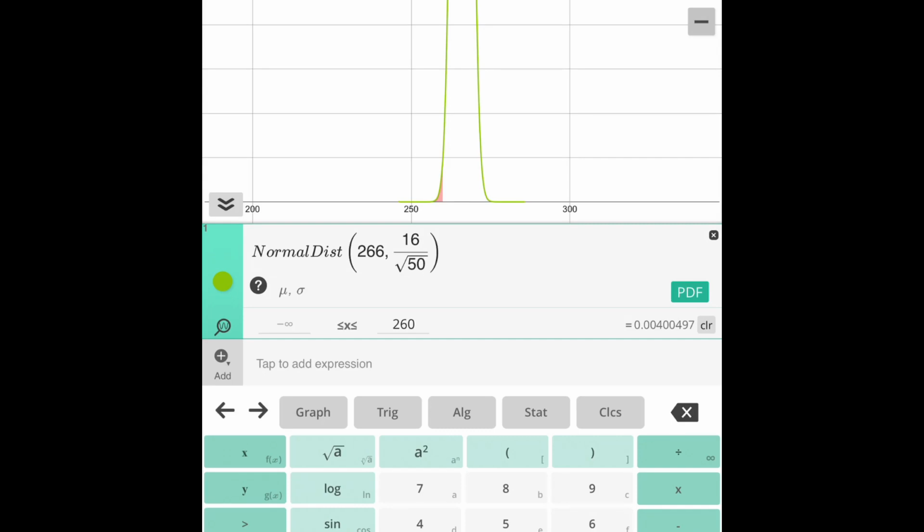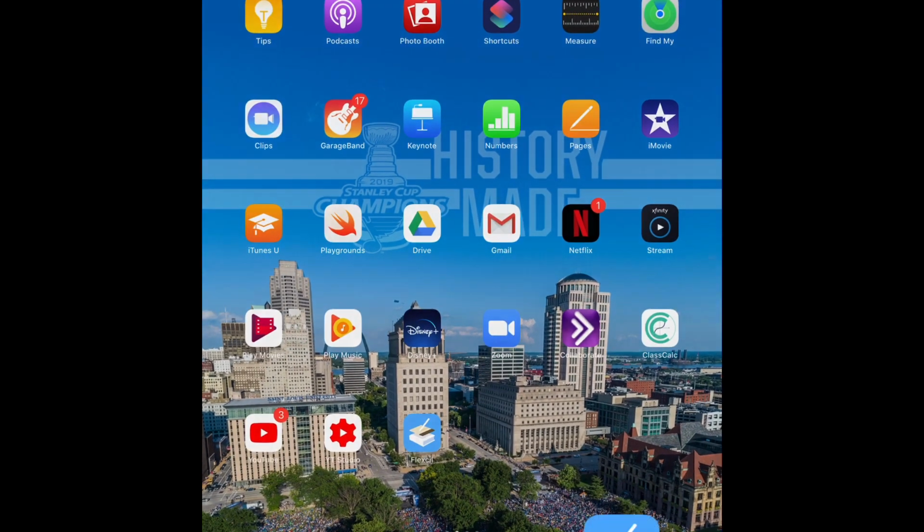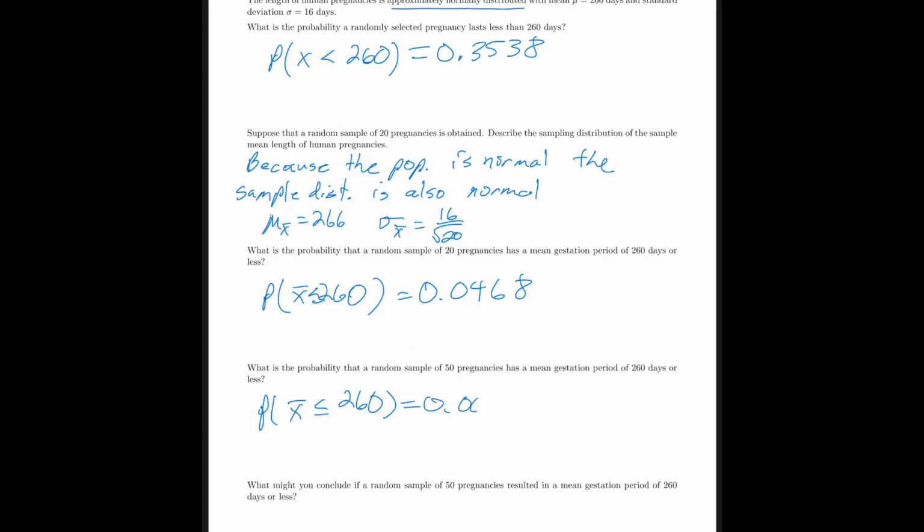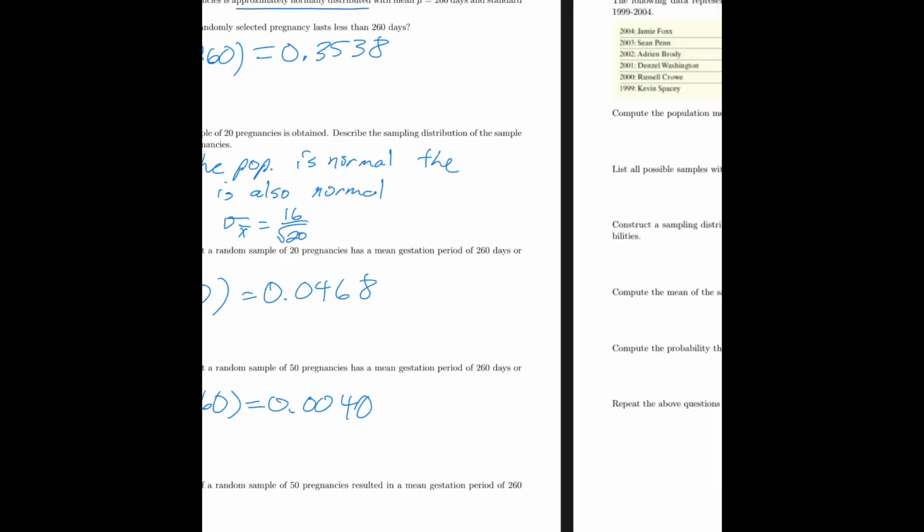And what would you expect to have happened if we did it instead for a sample of size 50? Well, it should get even narrower, right? So we just change what's under the square root, and we get an even taller graph that's much narrower, and the probability there is 0.0040. So what might you conclude if a random sample of 50 pregnancies resulted in a mean gestation period of 260 days or less? Well, you conclude that this is unusual, and therefore the population mean may have changed.